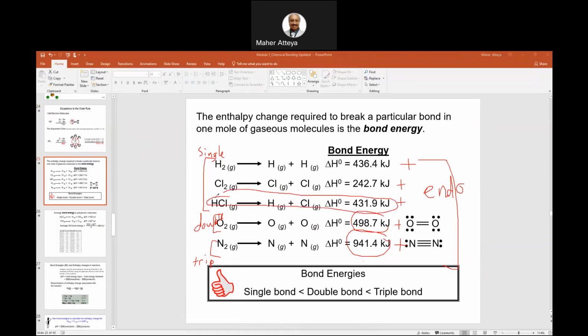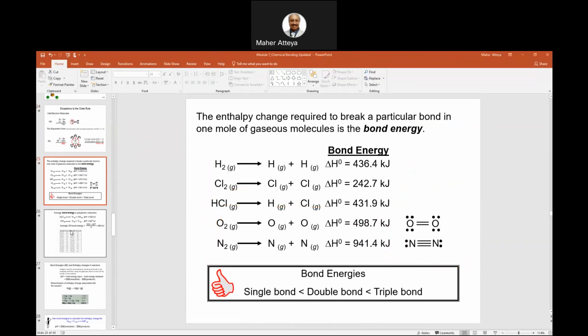Because it is ionic, it acts like a partial ionic bond, correct? Those are non-polar, and therefore you will not need that much energy to break them. This is the conclusion here: make sure that you understand single bond has less bond energy than double bond, than triple bond. We talked about this, but we're repeating it again.